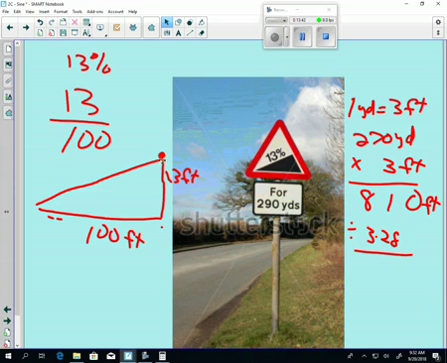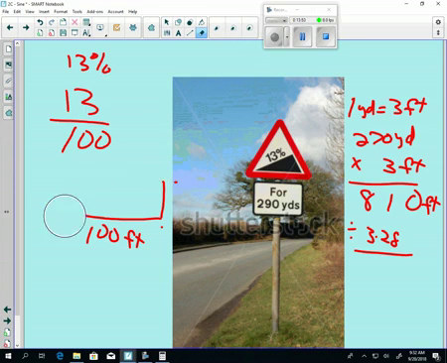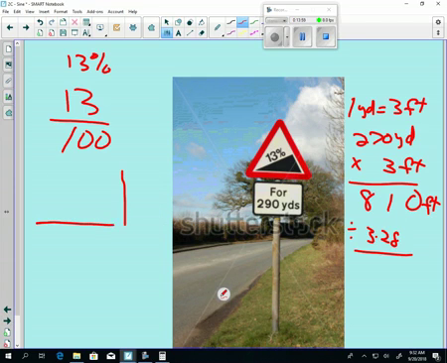I'm talking about the pit level, that's for 270 yards. What it means is that this part of the hill is 270 yards or 810 feet. But it drops down, so we'd have to calculate what the vertical distance is and what the horizontal distance is. They're saying that the grade is 13%. It drops 13 feet for every 100 feet.